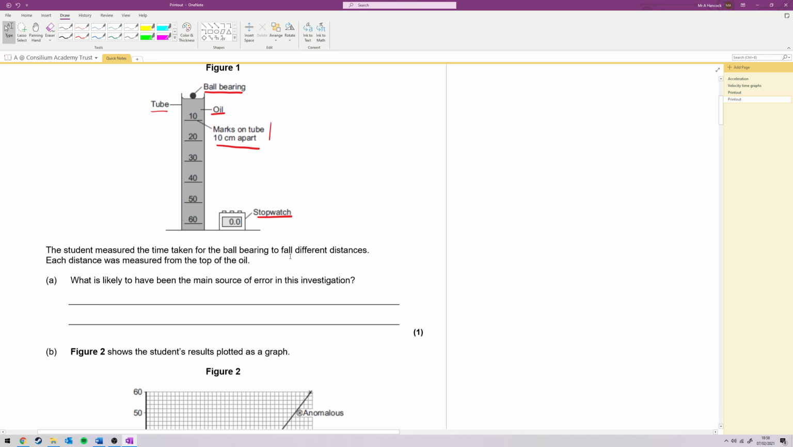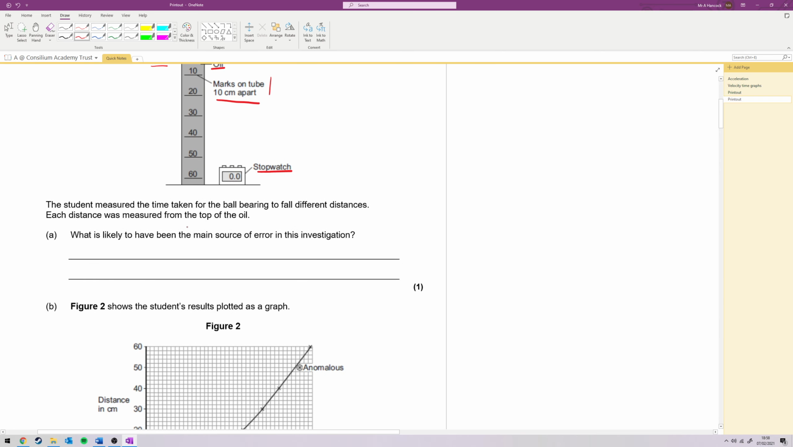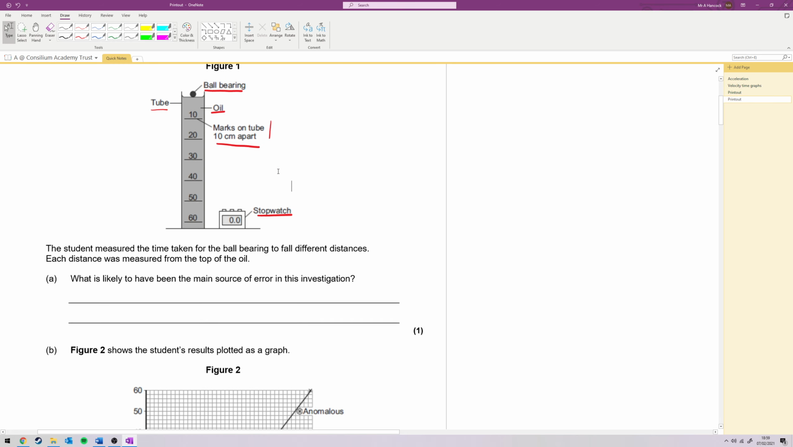So what happened? Well, the student measured the time taken for the ball bearing to fall different distances. Each distance was measured from the top of the oil. What is likely to have been the main source of error in this investigation? Well, the main source of error is the person's got to look at the ball bearing and press a stopwatch at the correct time. So you could say that.